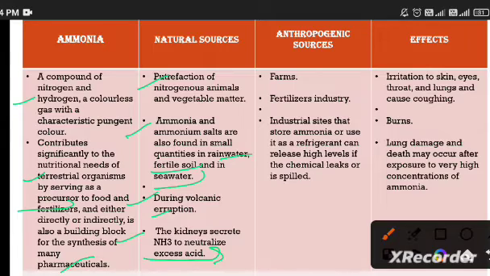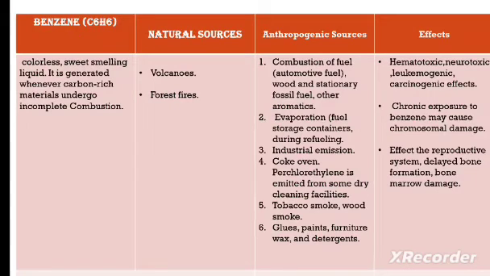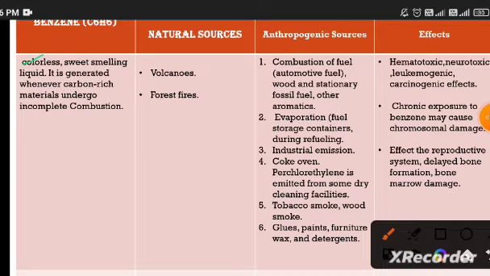Anthropogenic sources of ammonia are farms, fertilizer industries and industrial sites that store ammonia or use it as a refrigerant. The effects of ammonia are irritation to skin, eyes, throat and lungs. It may also cause burns. Second is benzene, which is a colorless, sweet smelling liquid, and it is generated whenever carbon rich material undergoes incomplete combustion. Natural sources of benzene are volcanoes and forest fires.